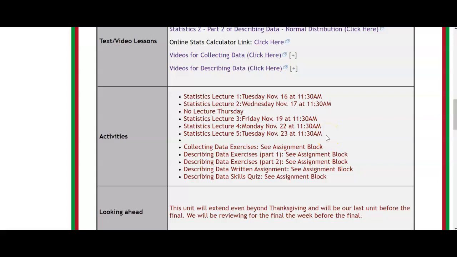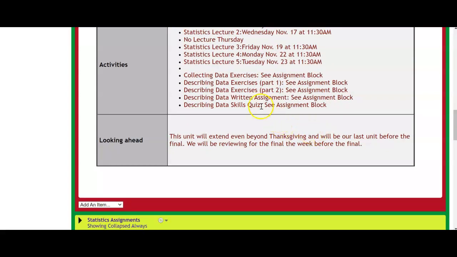So there's several assignments. There's a collecting data assignment. That's an exercise set like homework. There's 2 parts to describing data. Part 1, which is pretty simple statistics, and then part 2, which is a little more complicated statistics. And then there'll only be 1 written assignment for that. That's a fairly short assignment. It's 4 questions, but there's several parts to each of those questions.